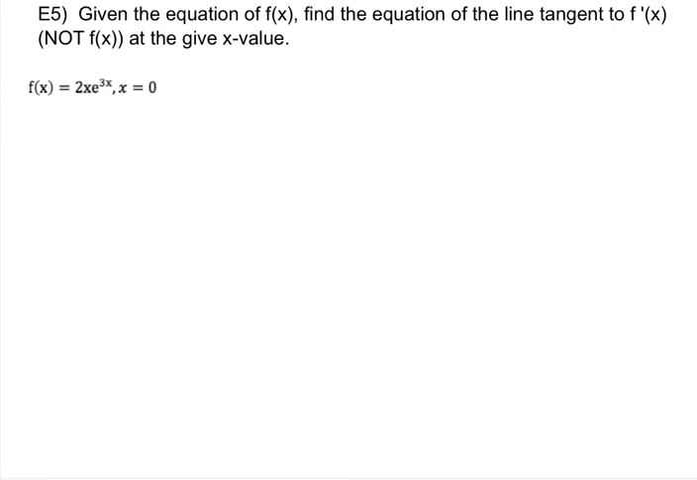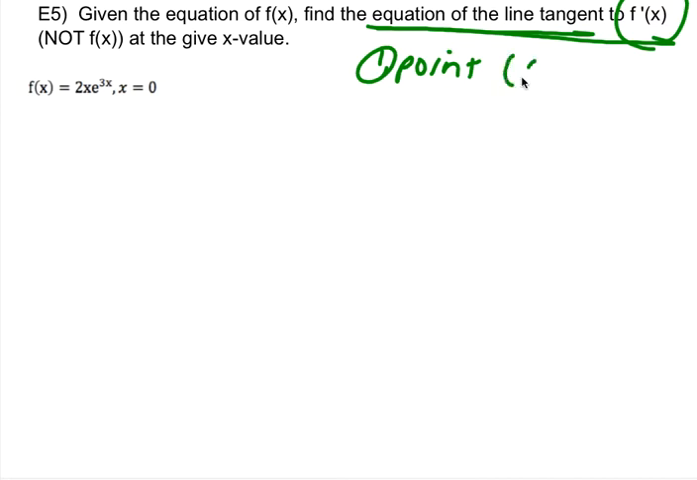All right, so given the equation of f, find the equation of the tangent line to f prime. Notice that I'm telling you it's not f of x. If I want an equation of a tangent line, I need two things. I need a point. Remember that this point is going to be x comma f prime of x, because I'm not trying to find the tangent line to f. I'm trying to find the tangent line to f prime.